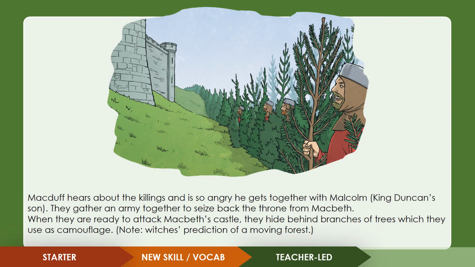So Macduff hears about the killings, and he's so angry he gets together with Malcolm, King Duncan's oldest son, and they gather an army together to seize back the throne from Macbeth. So when they're ready to attack Macbeth's castle, they hide behind branches of trees which they use as camouflage, and fulfil the witches' prediction of the moving forest.